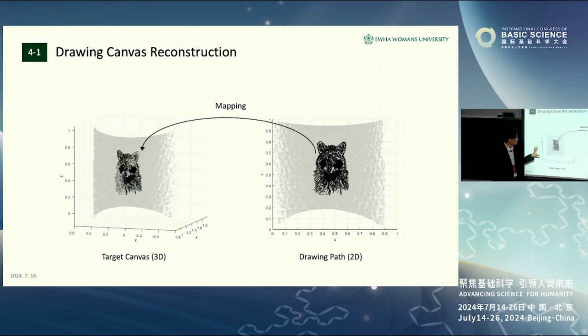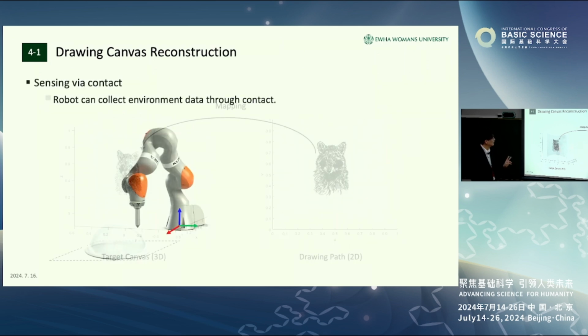But then, of course, you need this physical canvas first. You need the data, or you need a model of the 3D physical canvas first, right? So that you can map it. In our case, we consider two different approaches. One is so-called sensing by contact. Since the main aim of this idea is to use the robot to draw, why not use a robot to figure out the canvas geometry by touching?